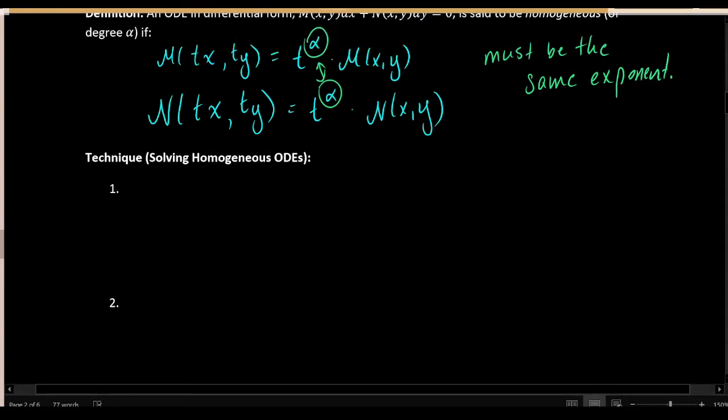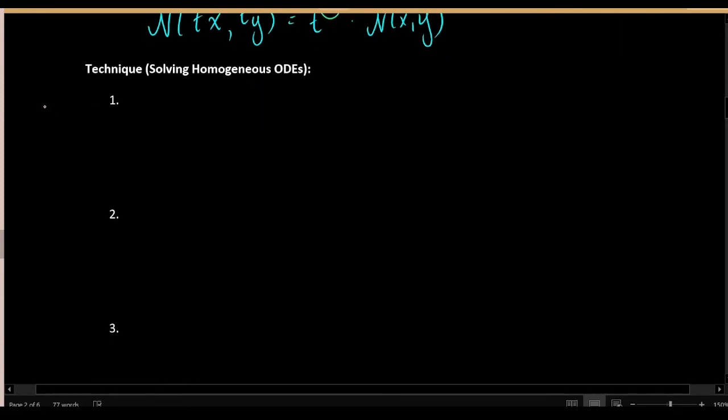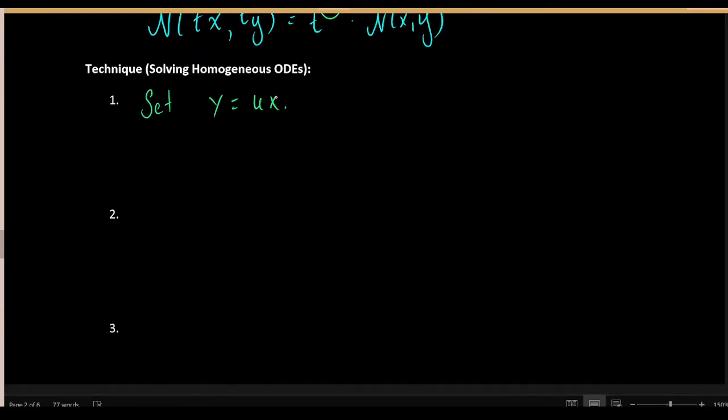So here's the idea. Here's a four-step process that you can use to solve a differential equation if you find that it is homogeneous. The first thing that you want to do is you want to set y equals u times x. We're going to introduce a new variable called u, which will be ultimately designed to replace the y's.